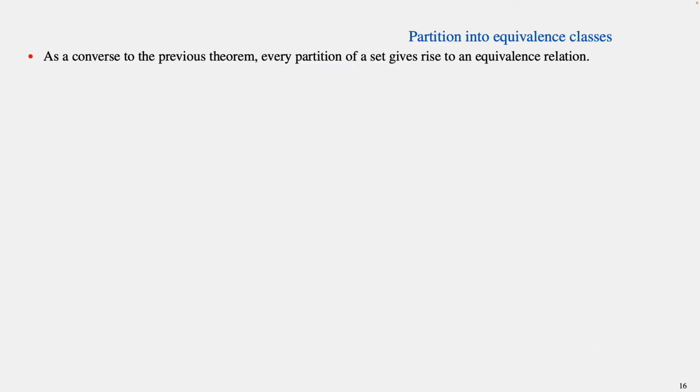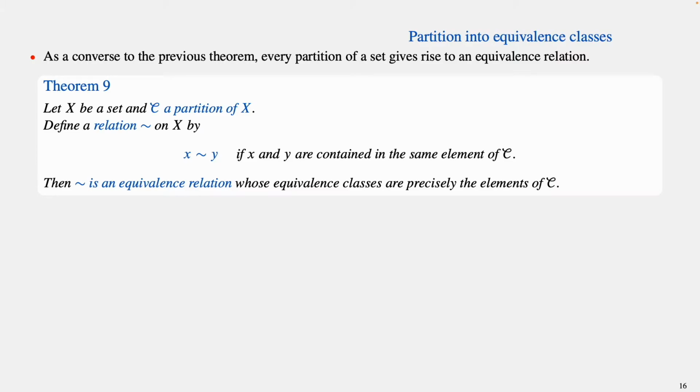And we can also formulate a converse to the previous theorem, namely that every partition on a set gives rise to an equivalence relation. So this basically means that partitions and equivalence relations are effectively the same thing. This is theorem 9. So we have a set X and we let curly C be a partition of the set X. And now we can define an equivalence relation such that curly C is precisely the set of equivalence classes. And we define this relation in the following way.